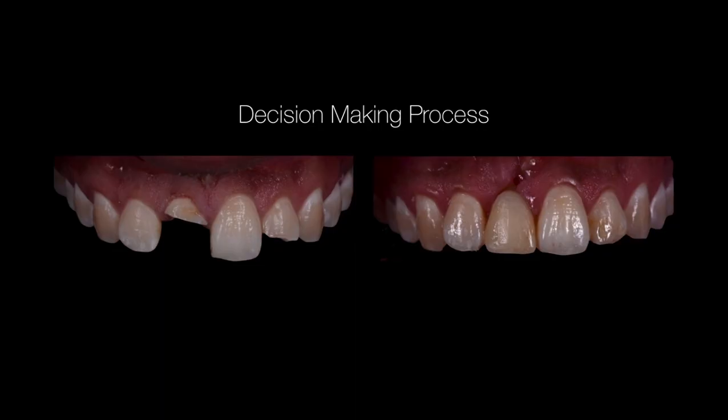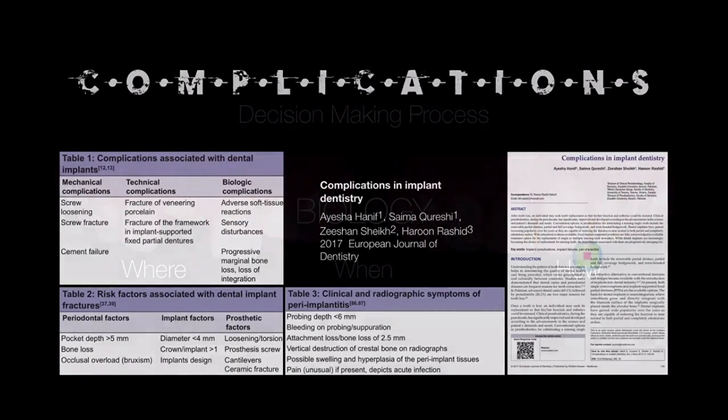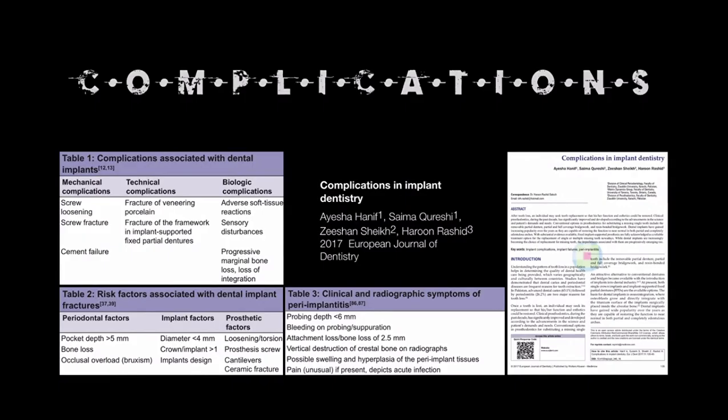Why? Because I failed at the decision-making process. In my opinion, this is one of the most common mistakes that we make whenever we are planning a case, especially in the aesthetic zone. Because biology is there and biology sets the rules. It sets the rules where to place an implant, when to place it, and how to place it in order to be predictable.